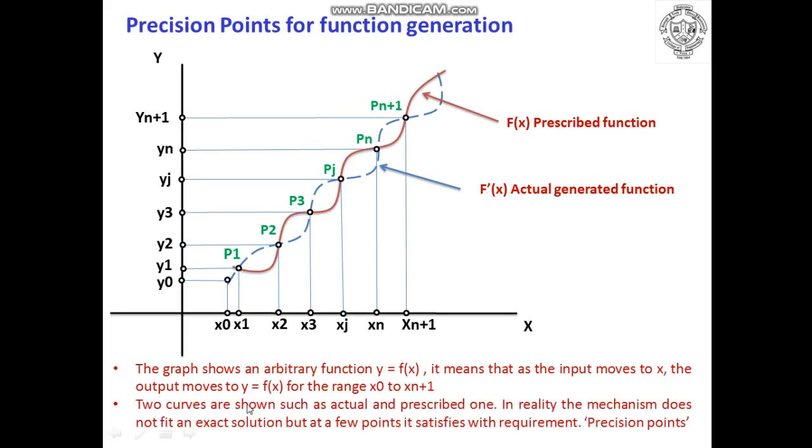So as already discussed, two curves are shown, actual and prescribed. In reality the mechanism does not fit an exact solution, but at a few points it satisfies the requirements, which are called precision points, which are p1, p2, p3, and so on. So you may ask me a question: why do the two curves, actual and prescribed, in reality not fit an exact solution?